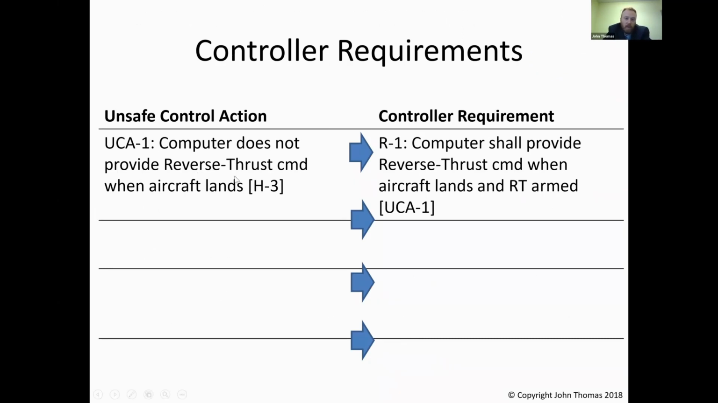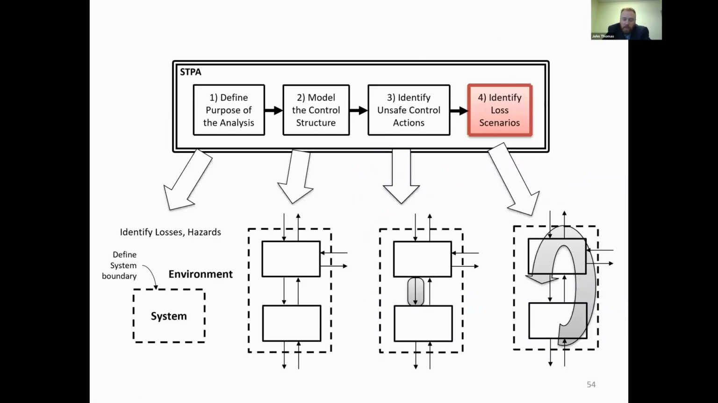So here's the translation. The computer does not provide reverse thrust command when aircraft lands. That's very dangerous. So what are we going to require? What are we going to test for? Let's make sure that the computer will provide the reverse thrust command when the aircraft lands and reverse thrust is armed, for example. Okay, let's go on to the last step, these scenarios.